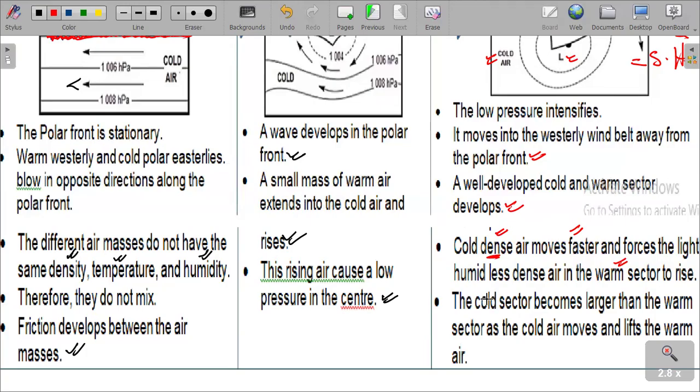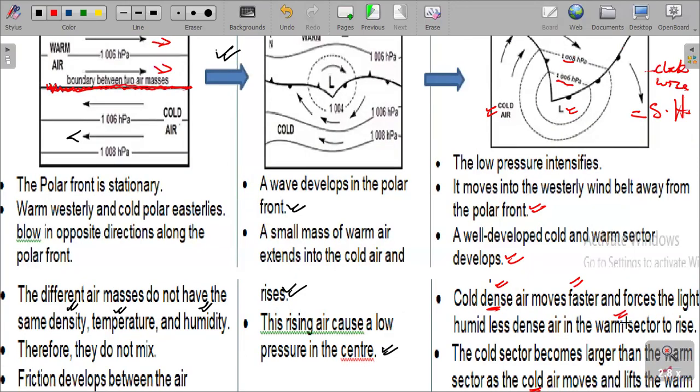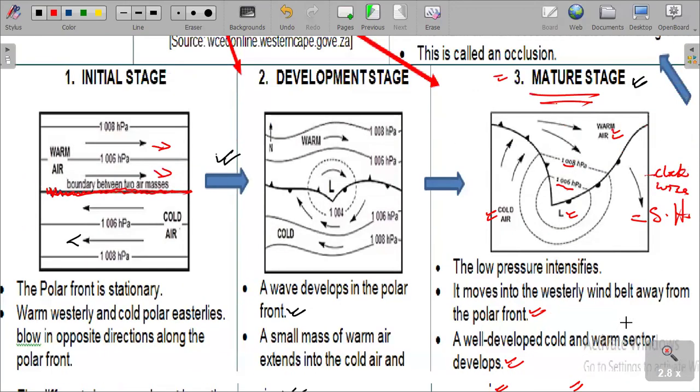and then the cold sector becomes larger than the warm sector as the air moves and it leaves the warm air. The cold air moves and then it leaves the warm air. So in that respect, we have got the mature stage, which we can say is stage three. It is stage three. So in stage three, please note that we have got what?